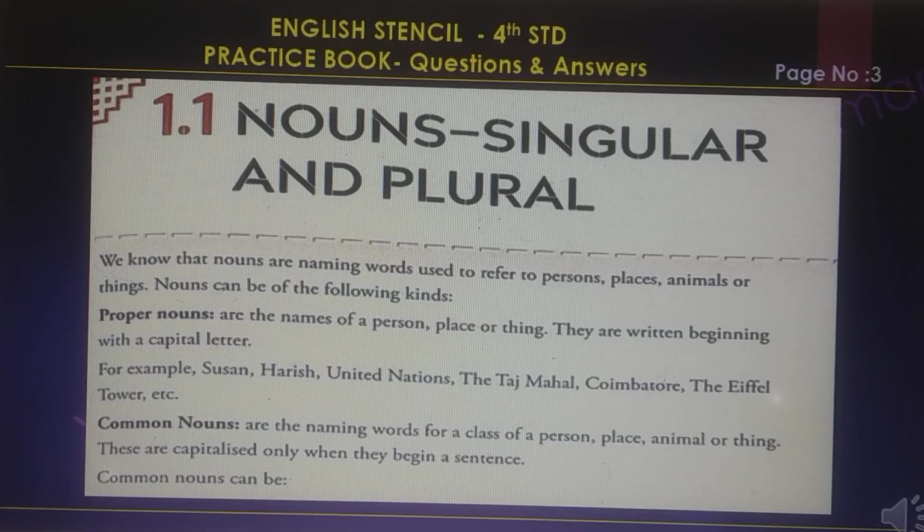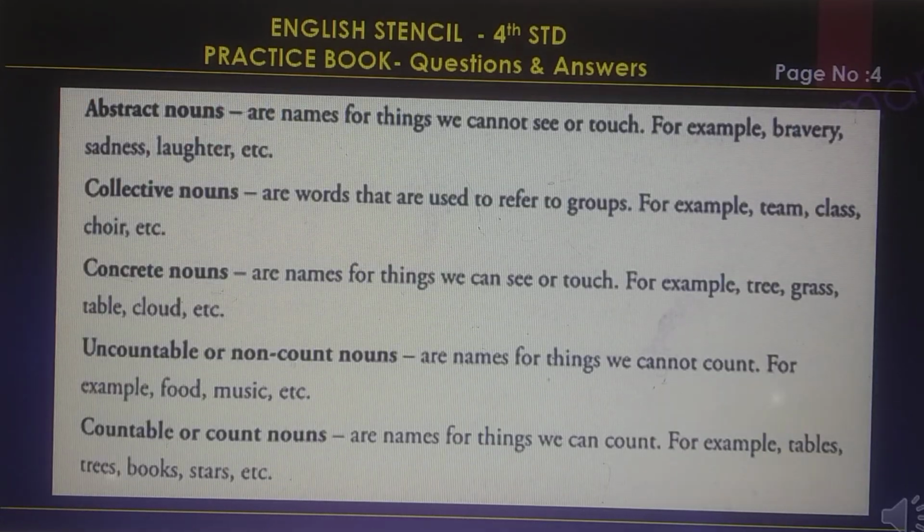Collective nouns are words that are used to refer to a group. For example, team, class, chairs, etc. And concrete nouns are names of things we can see or touch. For example, tree, grass, table, cloud, etc. Uncountable or non-count nouns are names of things we cannot count. For example, food, music, etc. Countable or count nouns are names for things we can count. For example, tables, trees, books, stars, etc.